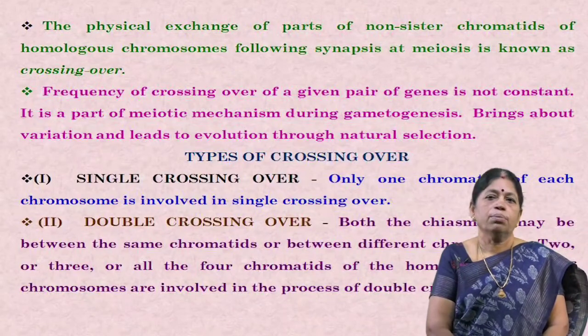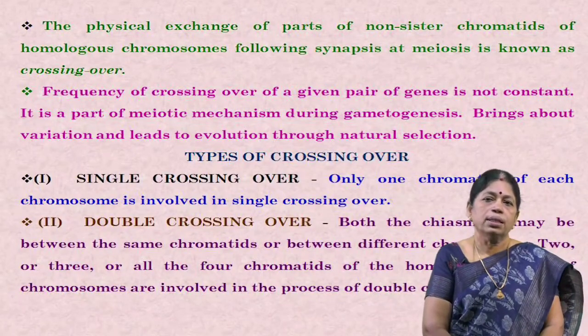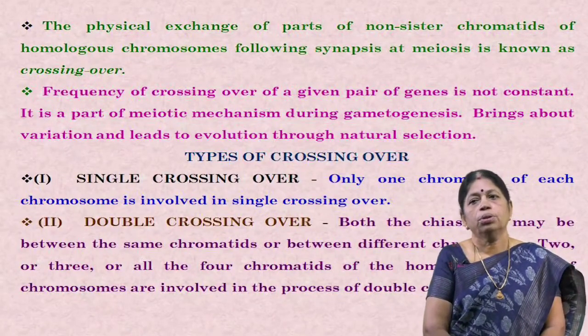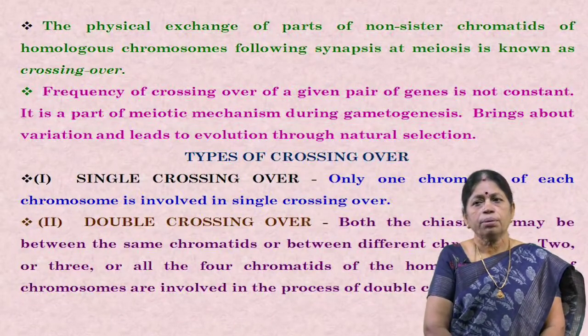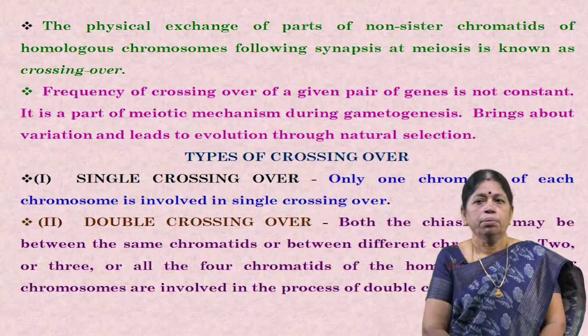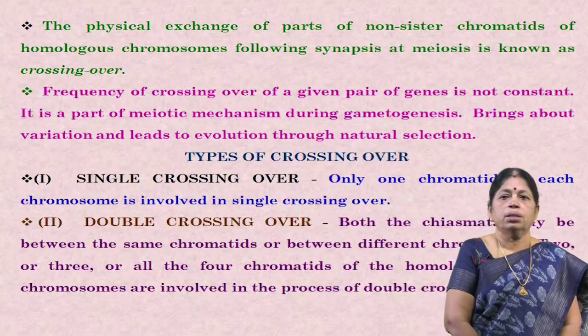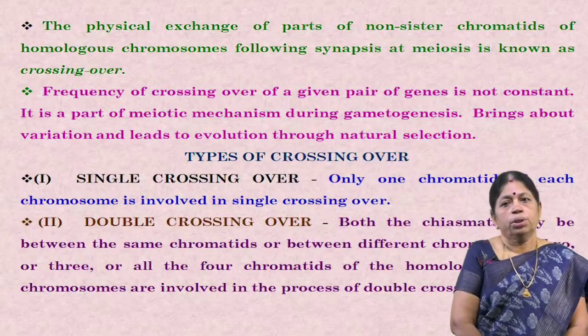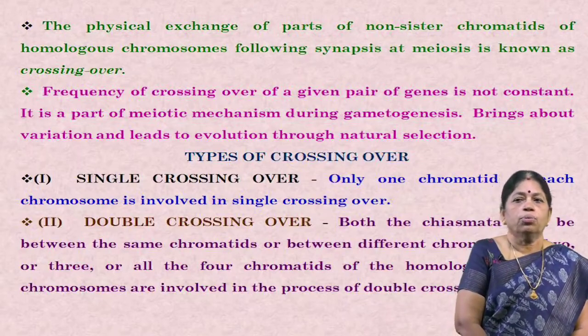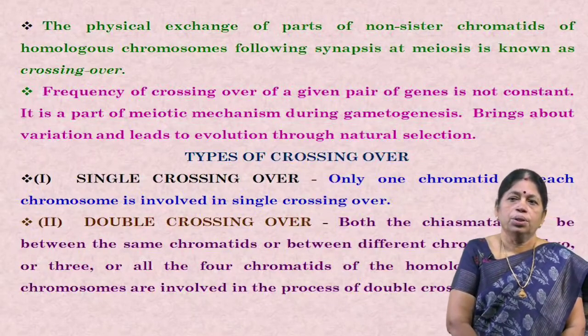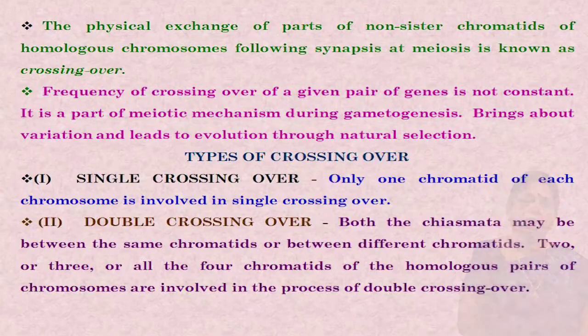So this brings about variation, and this leads to evolution through natural selection, because variation is very, very important. Without mutation, there is no variation. Without variation, there won't be any origin of new species. Here natural selection has an important role to check the species at a natural level.